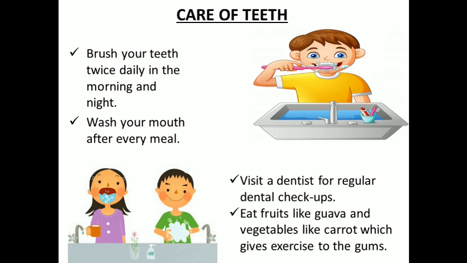So we need to brush our teeth twice daily, in the morning and at night. We need to wash our mouth after every meal. We need to visit a dentist for regular dental checkups. We need to eat fruits like guava and vegetables like carrot, which give exercise to our gums.